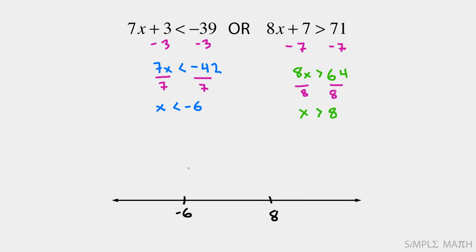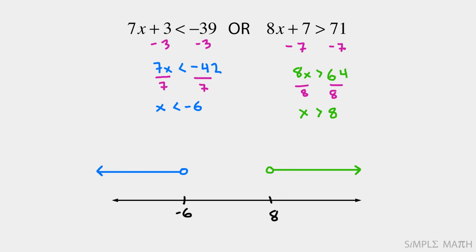First, let's draw x is less than -6 by drawing an open circle at -6 because x can't equal -6, and then drawing an arrow to the left. Next, we'll draw x is greater than 8 by once again drawing an open circle at 8 because x can't equal 8, and then we'll draw an arrow to the right. Okay, now let's take a look at what we've got.